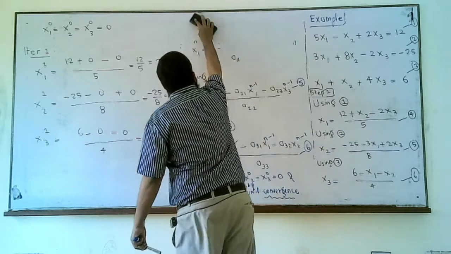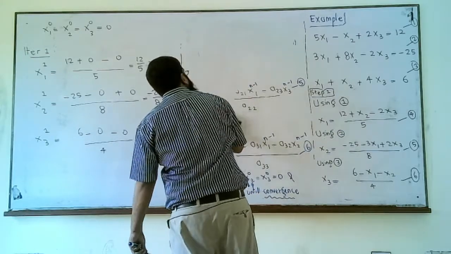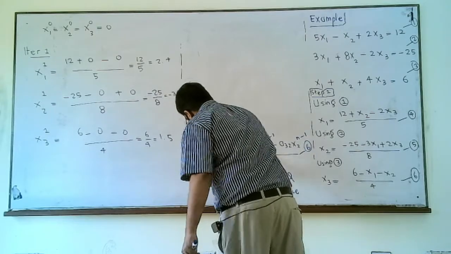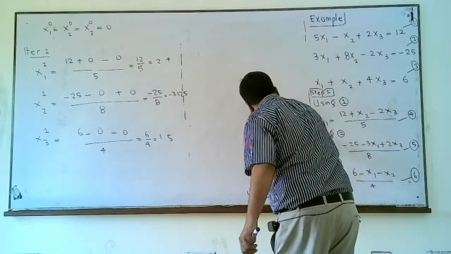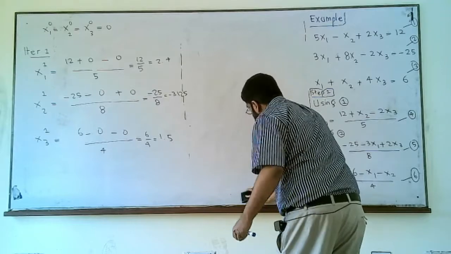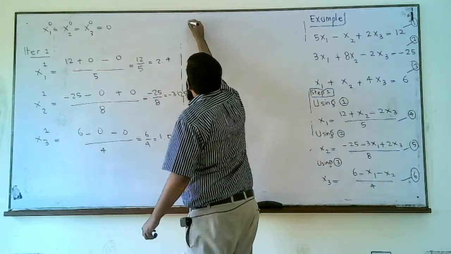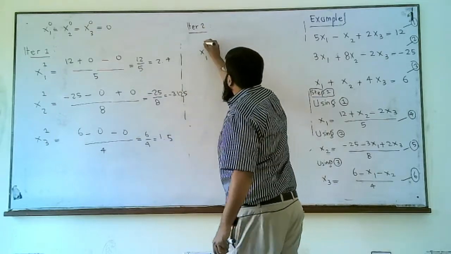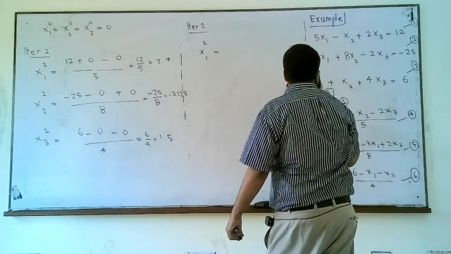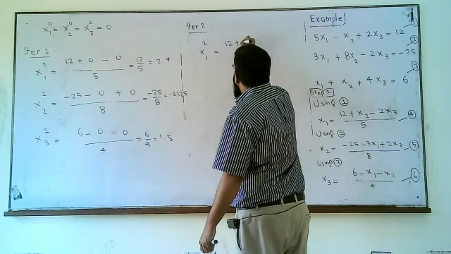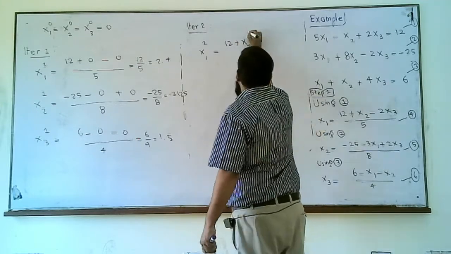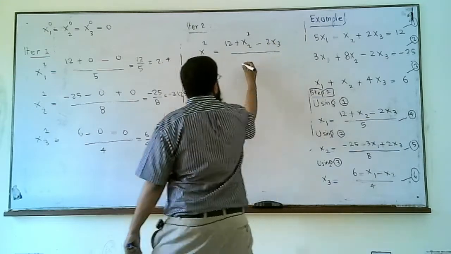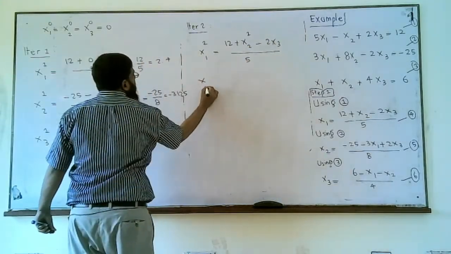We find the values of x1, x2, x3, x1, x2 and x3 after iteration number 2. Right. Iteration number 2, we get x1 at iteration number 2 is 12 plus x2 at iteration number 1 minus 2x3 divided by 5.